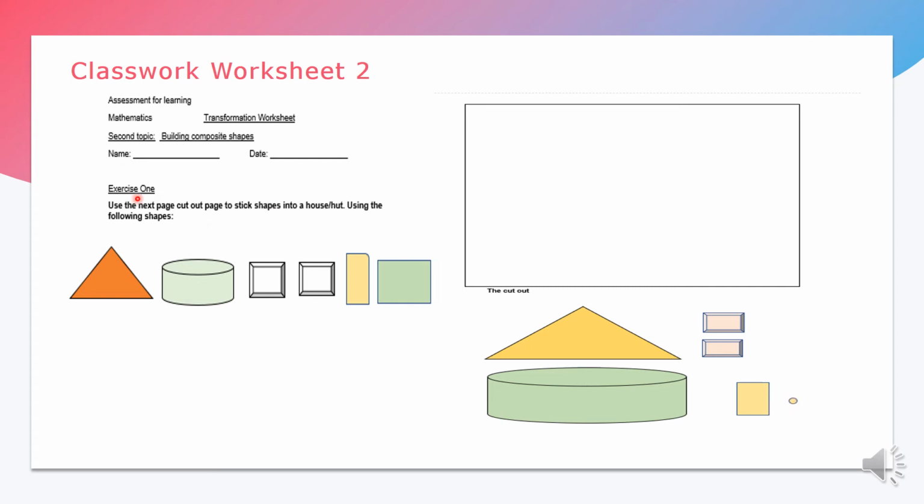This is very fun because it doesn't really necessarily need a lot of things. It just wants the child to cut things out and assemble themselves composite shapes. So we have achieved our learning objective.